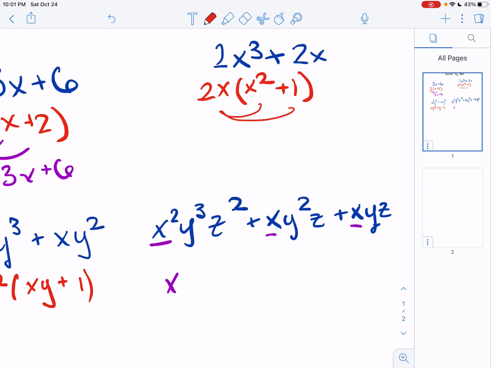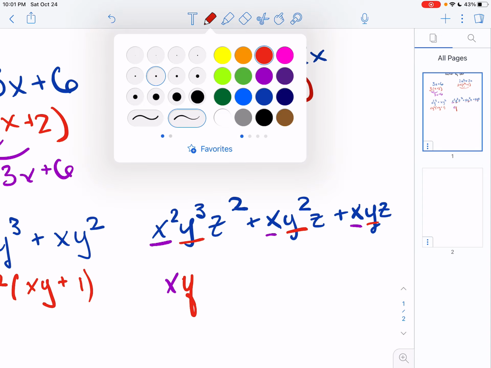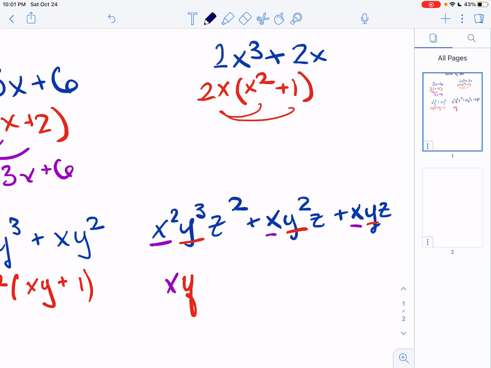Now we look at y. We have y to the third here. We have y squared here. We have y here. So the greatest thing we can pull out is y. Now we look at the z term. We have z squared. The second term we have z. And the third term we have z. So the greatest thing we have in terms of z is just z.